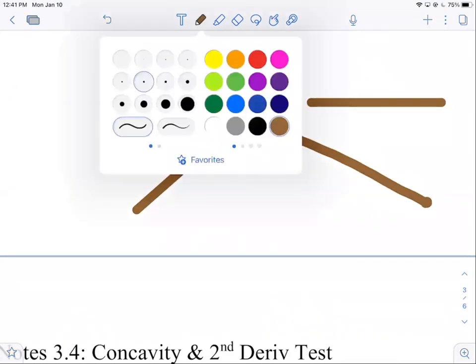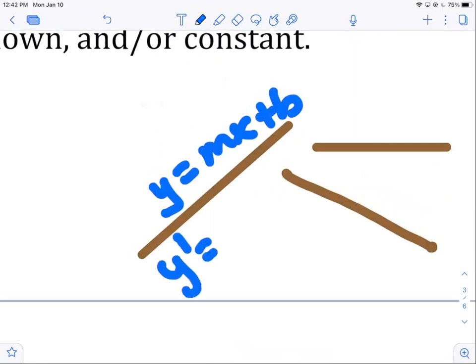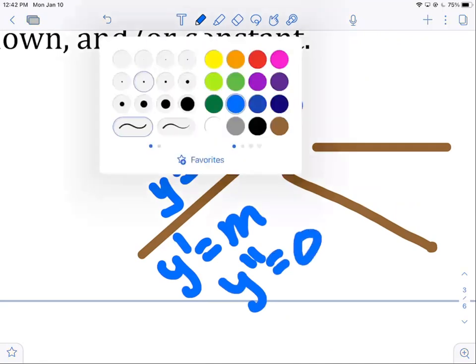Yeah, it could. Because look, this could be like y equals mx plus b. And what would the second derivative be? Well, what would the first derivative be? By the power rule, it'd be m, which is a constant. What would the second derivative be? 0. Yeah. So the math works out.